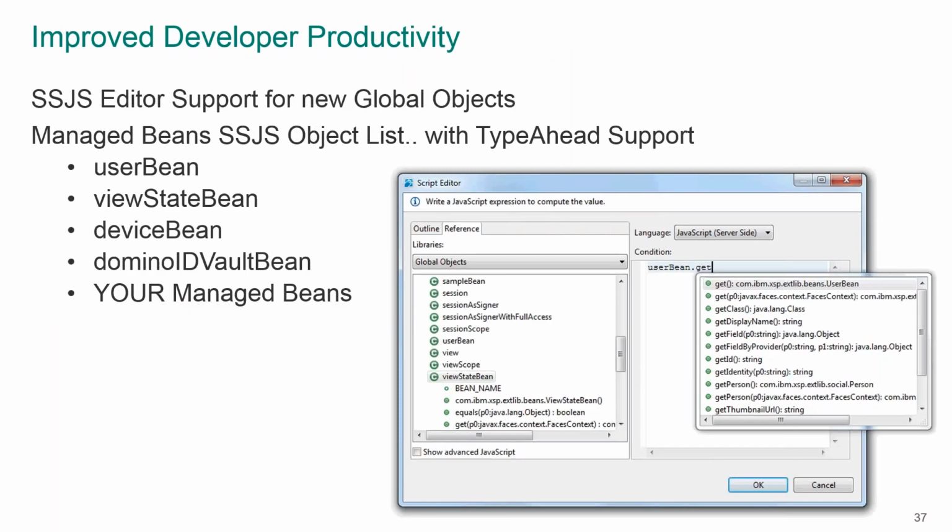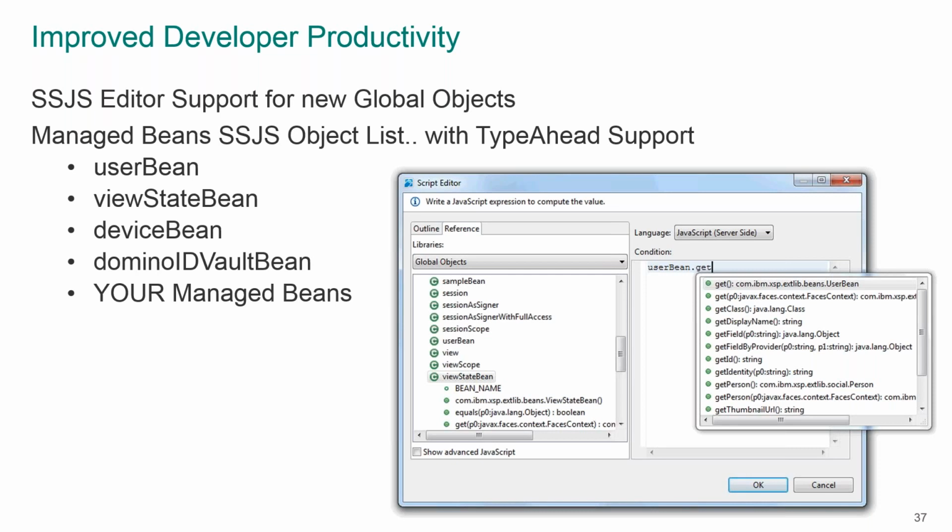But a lot more than that, right? We have various server-side managed beans, if you like, as part of the runtime by default. I just mentioned the Domino ID Vault Bean as the latest one. A managed bean is simply part of the XPages runtime that is managed insofar as it's automatically instantiated and disposed of by the runtime. You don't have to do anything, it's just there. So the Domino ID Vault Bean is there.